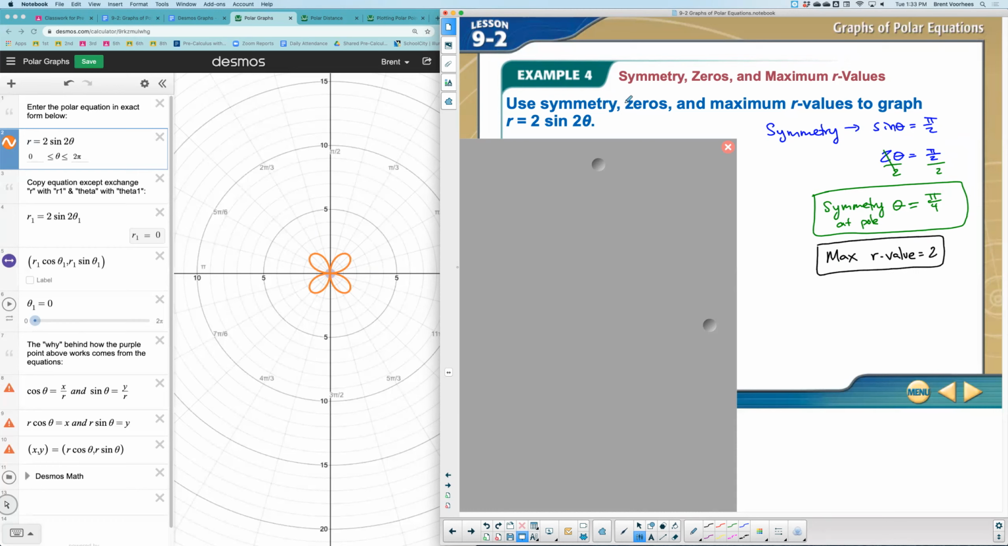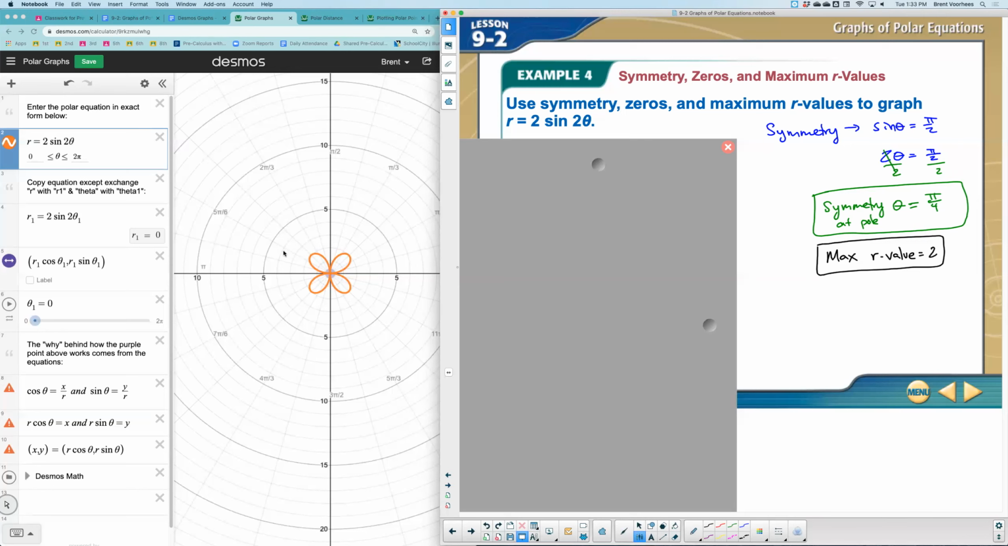Kind of going out of order here. And it says find zeros. Well, zeros are whenever sine equals 0. And according to the unit circle, sine equals 0 at 0 and also at pi. As you think about the unit circle, sine is y.